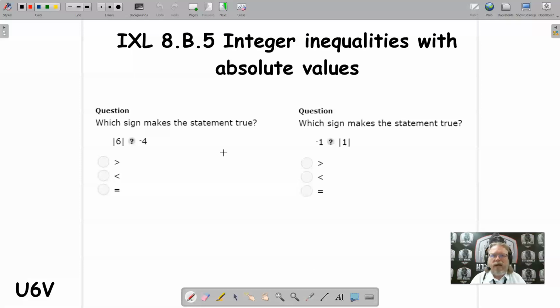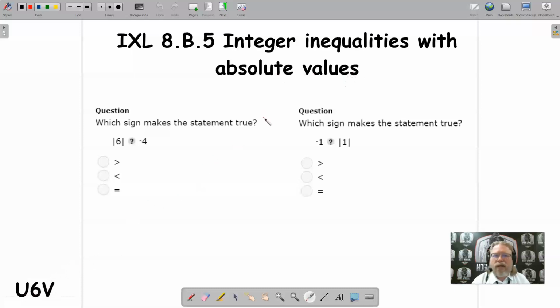Hello, this video is for IXL activity 8.B.5. It is titled Integer Inequalities with Absolute Values. The 3-character code for this IXL activity is uniform 6 Victor.